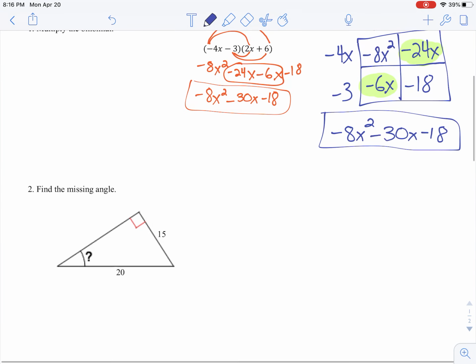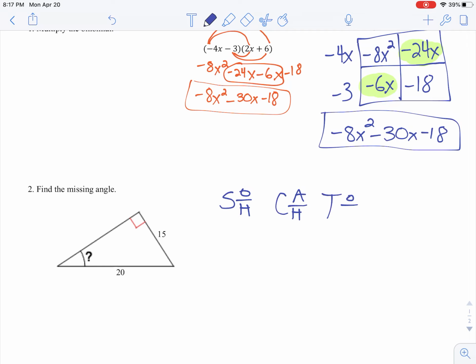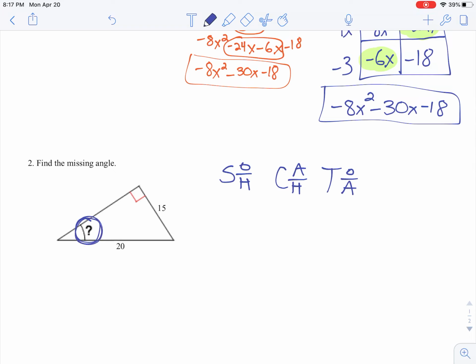For the second problem, we're going to be looking for the missing angle. So when you're missing an angle in a right triangle, you want to go back to the trig functions, sine, cosine, or tangent. And so these are the ratios for each of the trig functions. Now, if we're trying to find this angle inside of the triangle, you look to the information that you have. So we have the 15, which is on the opposite side of the triangle, and then we have the 20, which is your hypotenuse. And I know that the 20 is the hypotenuse because it's across from that right angle.